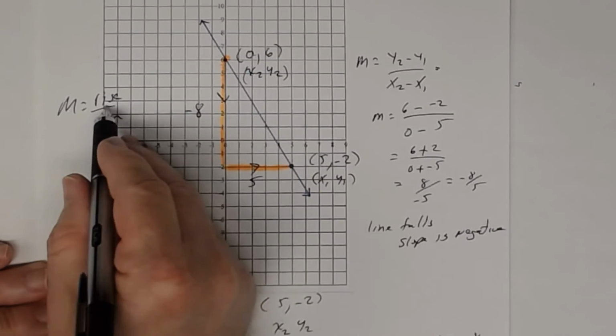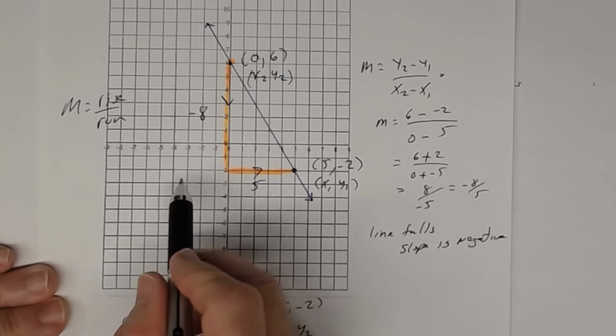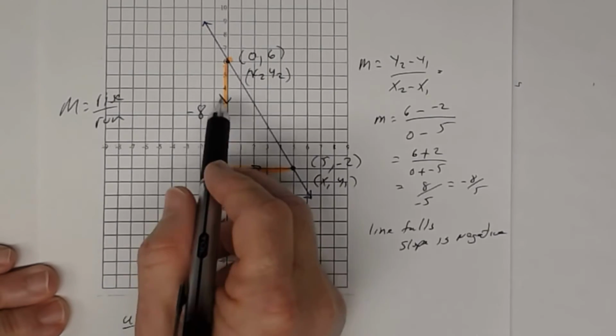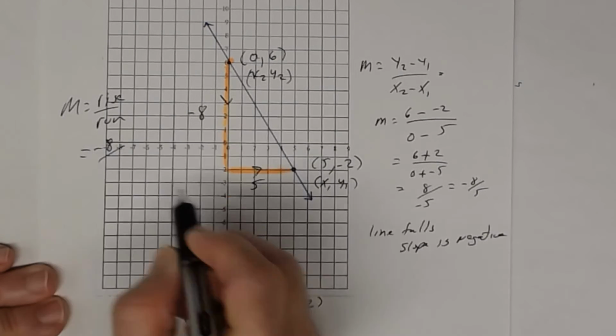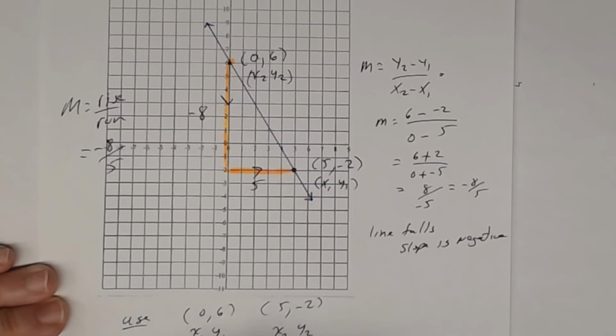So remember, slope is rise over run. Rise is the part that's going up and down. Run is the part that's going left, right. So my rise is negative 8, and my run is positive 5. And notice you get the same slope as you did with the formula. Okay? All right, so different ways of doing this. Okay, let's look at another one.